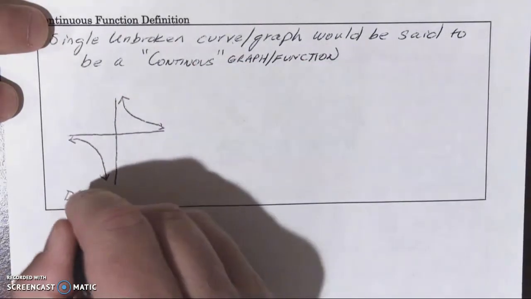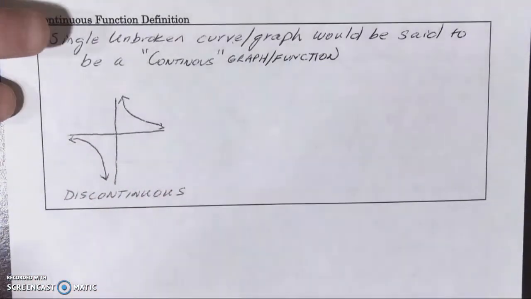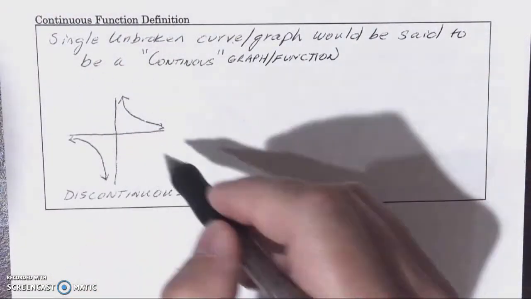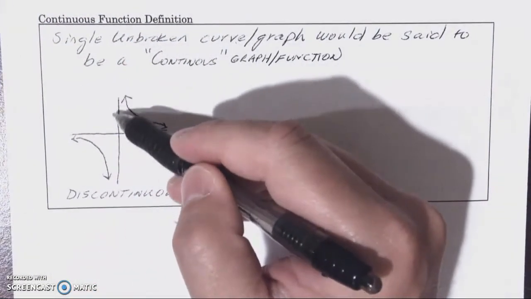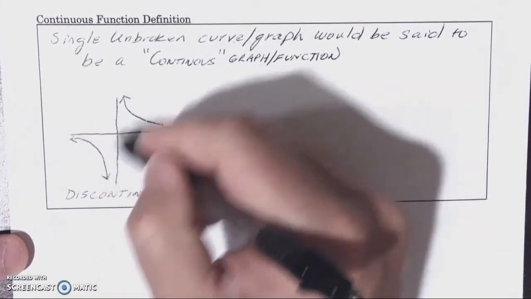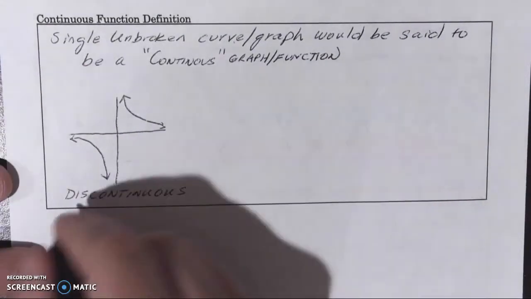Okay, this would be discontinuous or not continuous. Okay, I cannot graph this all without picking up my pencil. The asymptote here at the y-axis causes me to jump from here to here. Okay, this is not continuous.